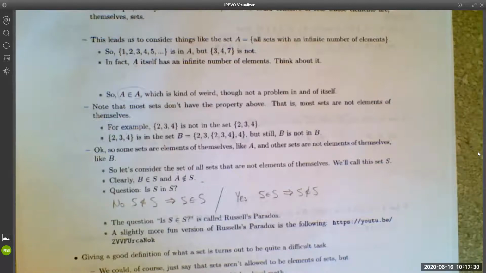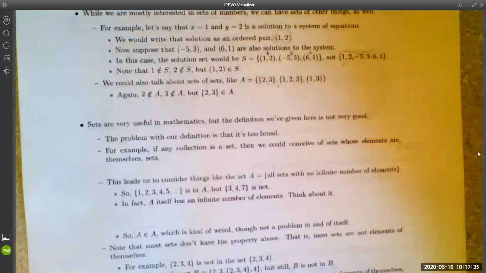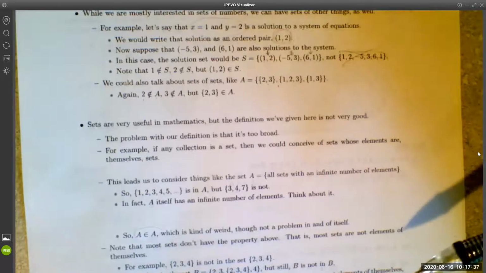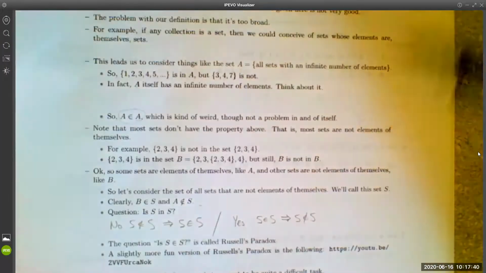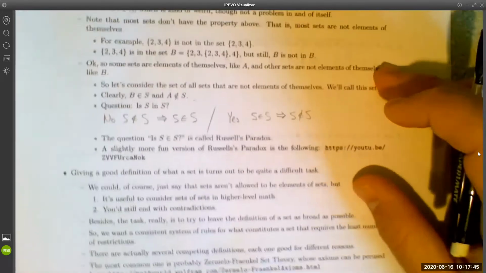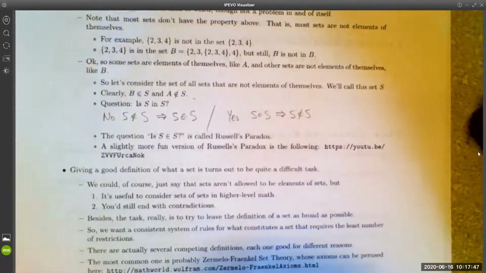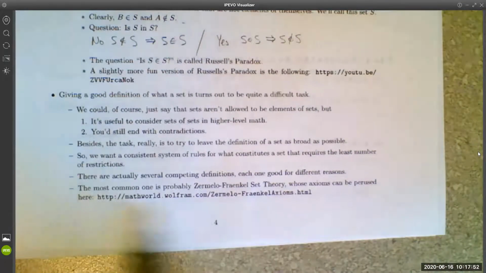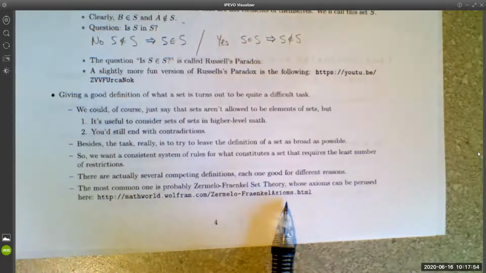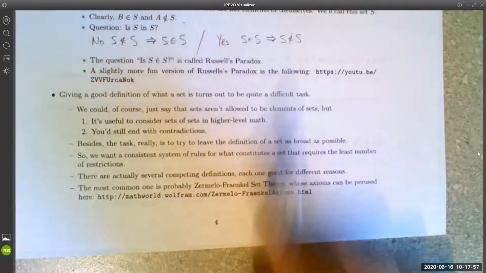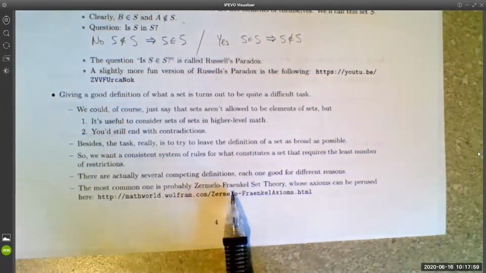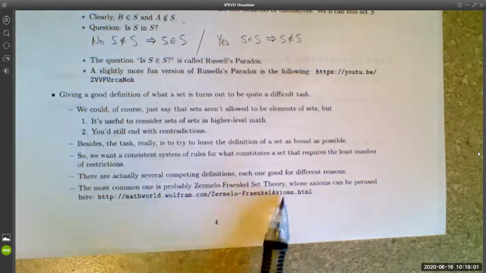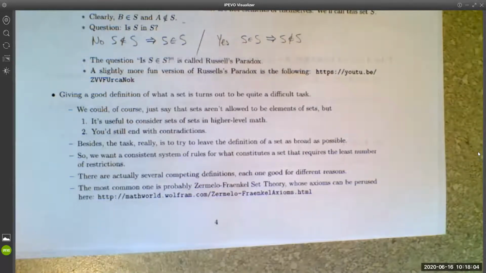So the whole moral of the story here is that when we define sets glibly, like we have in this section, we arrive at all kinds of contradictions. And so really, you need a stricter definition of what sets are. And I've provided here a link to one way to define sets so that you don't run into contradictions like this. It's called Zermelo-Fraenkel set theory. And so you can click on that link and look at those axioms if you're interested.